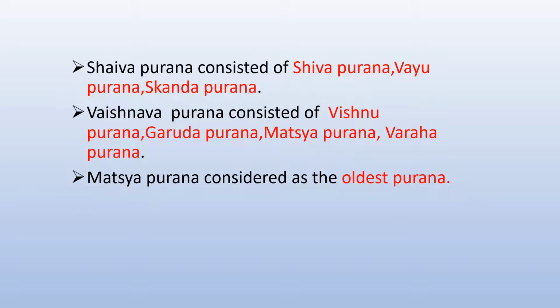Shaiva Purana consisted of Shiva Purana, Vayu Purana, and Skanda Purana. Vaishnava Purana consisted of Vishnu Purana, Garuda Purana, Matsya Purana, and Varaha Purana. Matsya Purana is considered the oldest Purana.